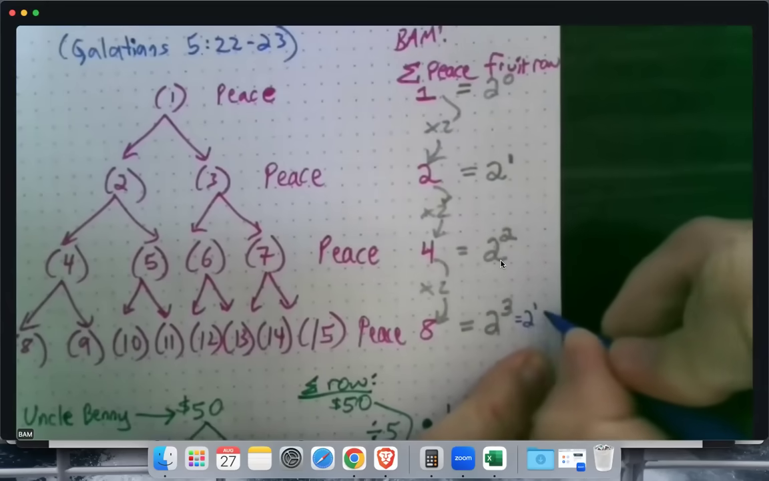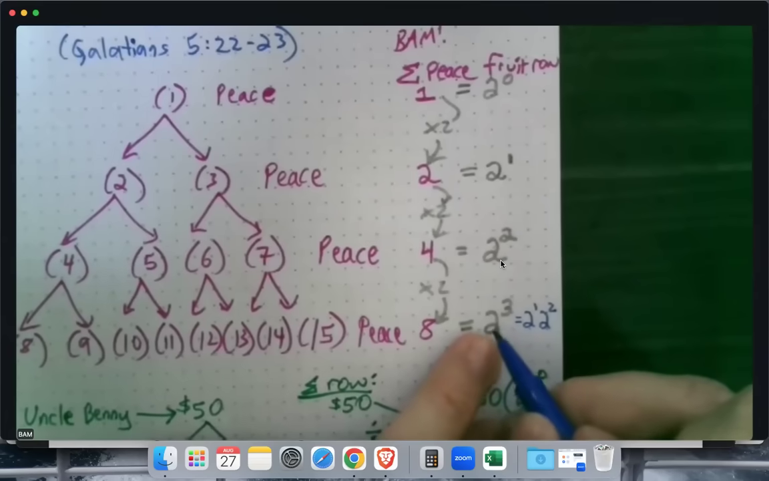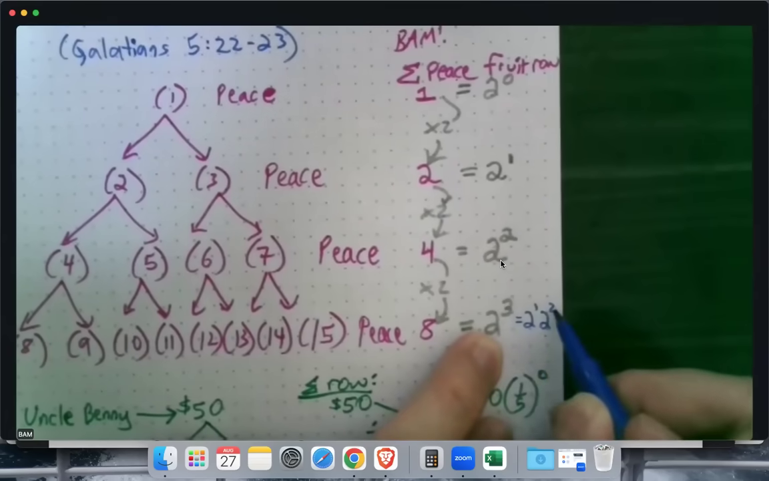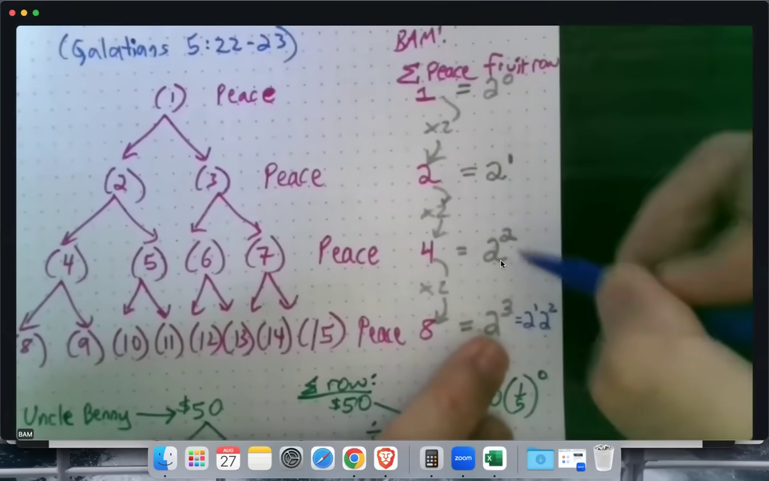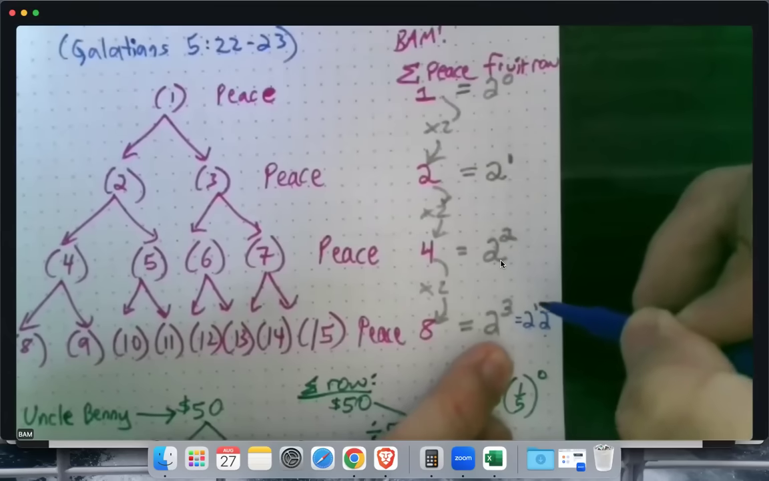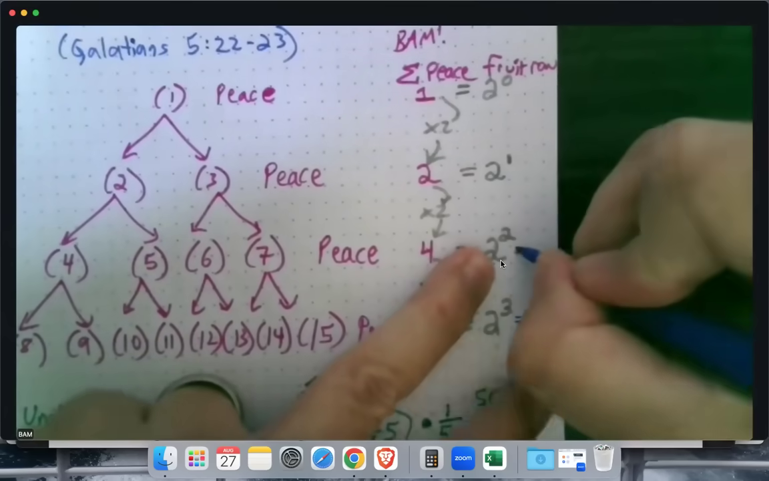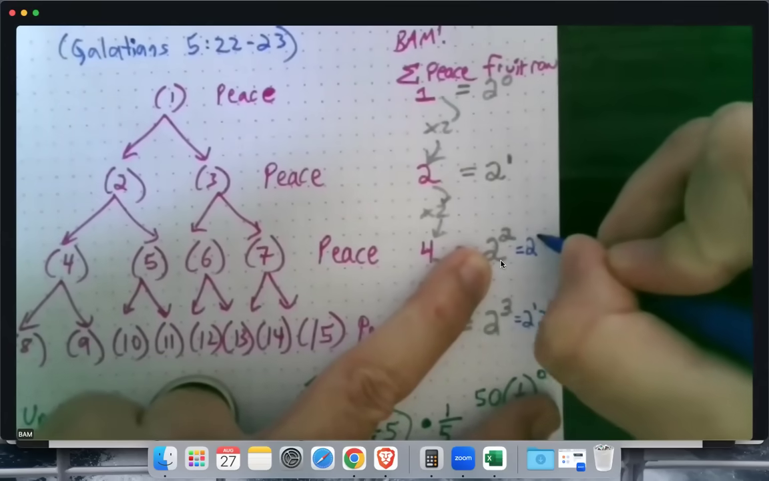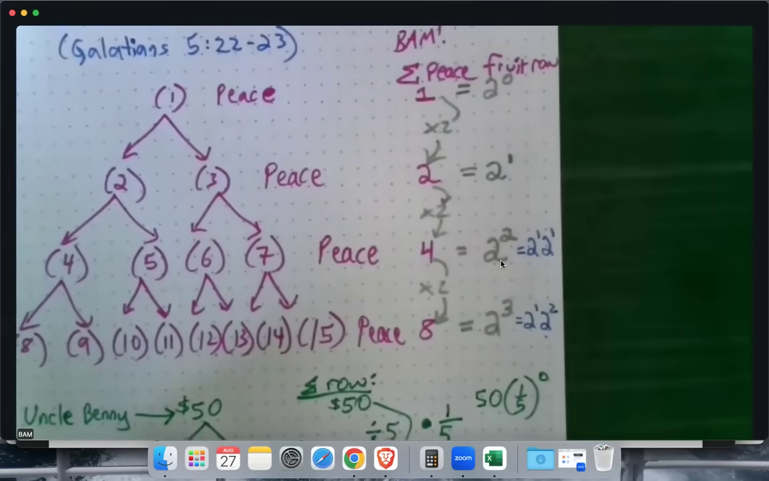So let's see, 2 to the 1 times 2 to the 2 would be right here. It has the same base. That's a real number. And you add the exponents. 2 to the 1 times 2 to the 2 is 2 to the 3. 1 plus 2 is 3. 2 squared is 2 to the 1 times 2 to the 1, because each time we're multiplying by 2.